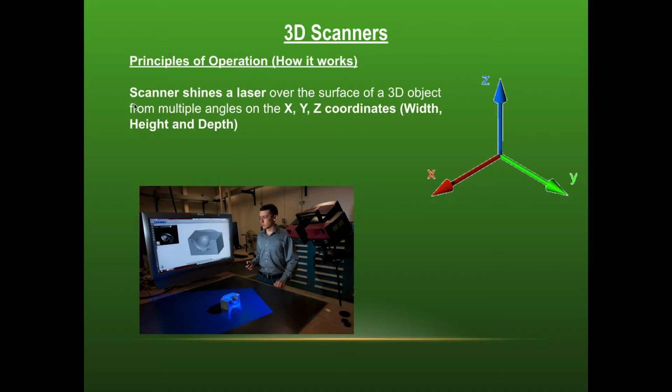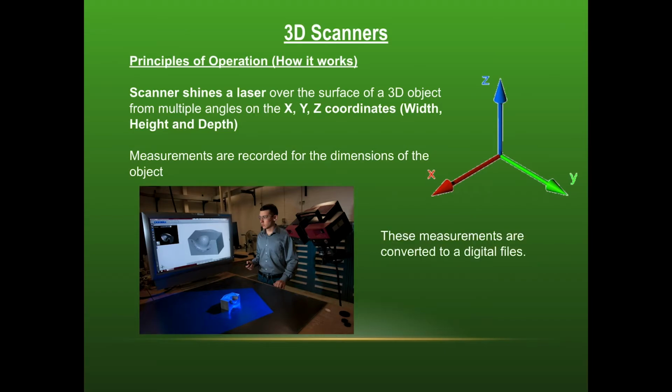And those measurements will be specifically recorded. And you can see the light being shone here by the projector, and then the X, Y, Z coordinates here shown at the side. And that's the width, height, and depth, which are then recorded as three-dimensional measurements, converted to a digital file, and this will in turn produce a 3D model.